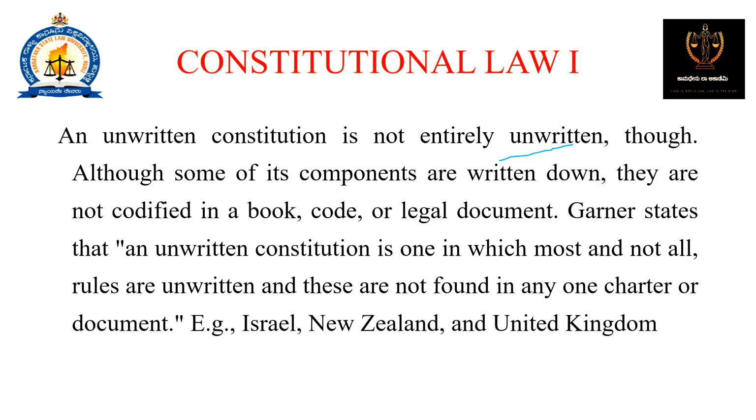Garner states that an unwritten constitution is one in which most, not all, rules are unwritten, and these are not found in any one charter or document. Examples: Israel, New Zealand, United Kingdom.